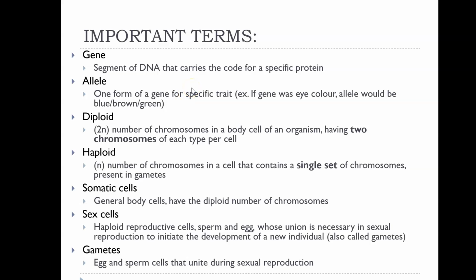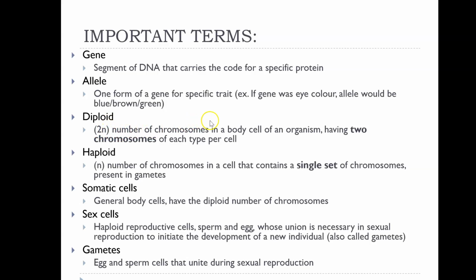Some more important terms that you will learn that you have not learned before in grade 10. Well, maybe. A gene is a segment of DNA that carries a code for a specific protein. An allele is one form of a gene for a specific trait. So, for example, if the gene on the chromosome is for eye color, the allele would be either for blue, brown, or green eye color. So it's the form of the gene for a specific trait. You will understand this concept as we move forward.